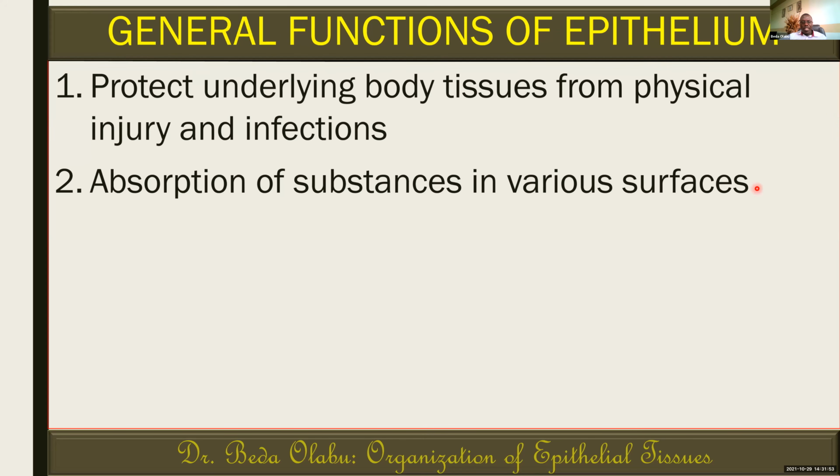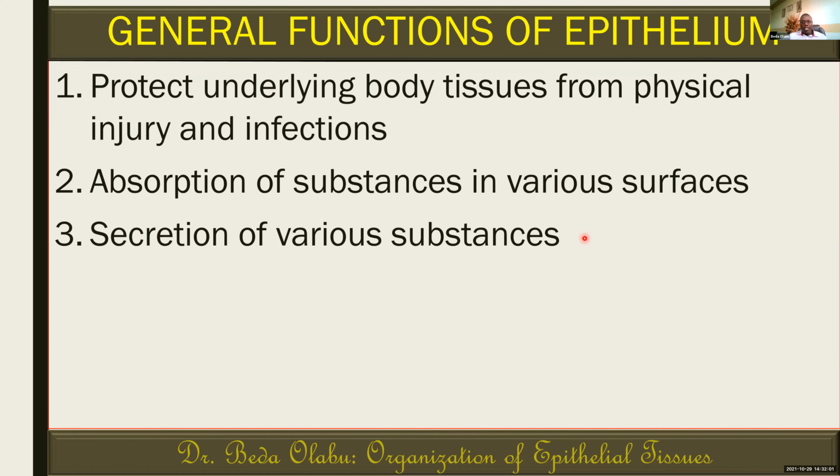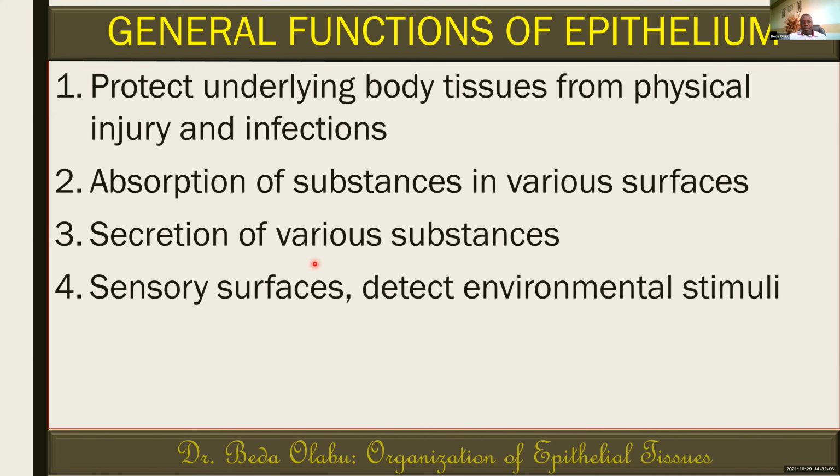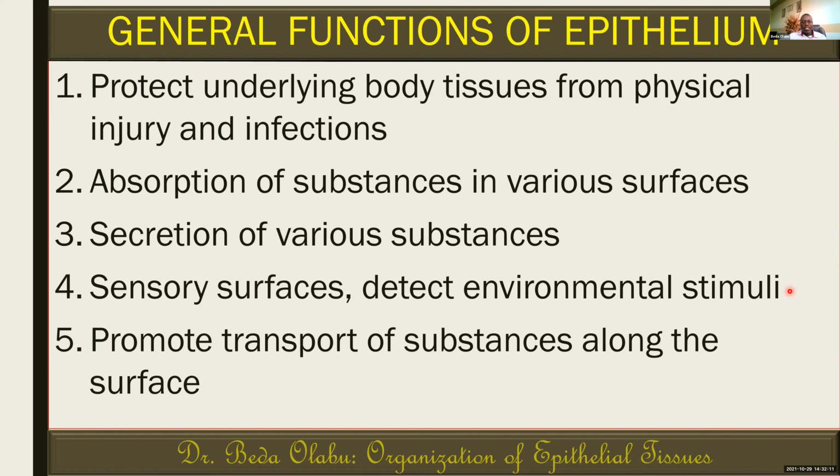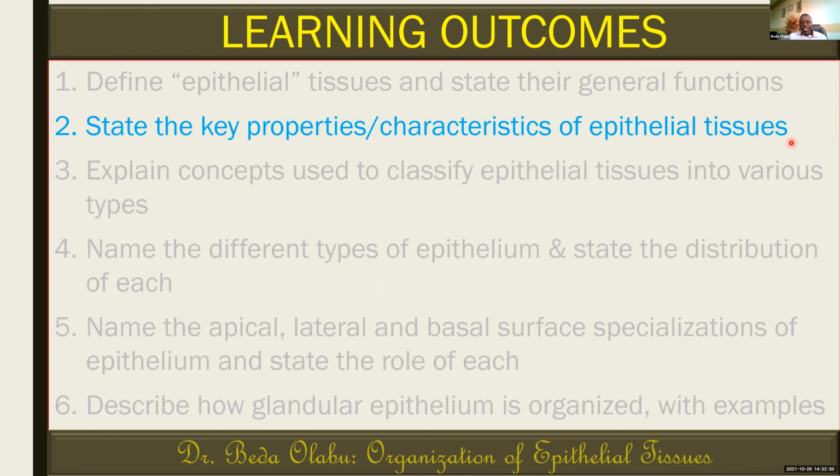In some surfaces, like in the GIT, they are responsible for absorption of substances. In some places, like glandular epithelium, they secrete substances. In some surfaces, like skin and olfactory epithelium, they detect environmental stimuli, so they're sensory surfaces. And in other surfaces, they promote transport, especially epithelium that is ciliated, like in the fallopian tube or in the respiratory tree. They promote transport of substance through the ciliary activity. So that's the first agenda we're done.